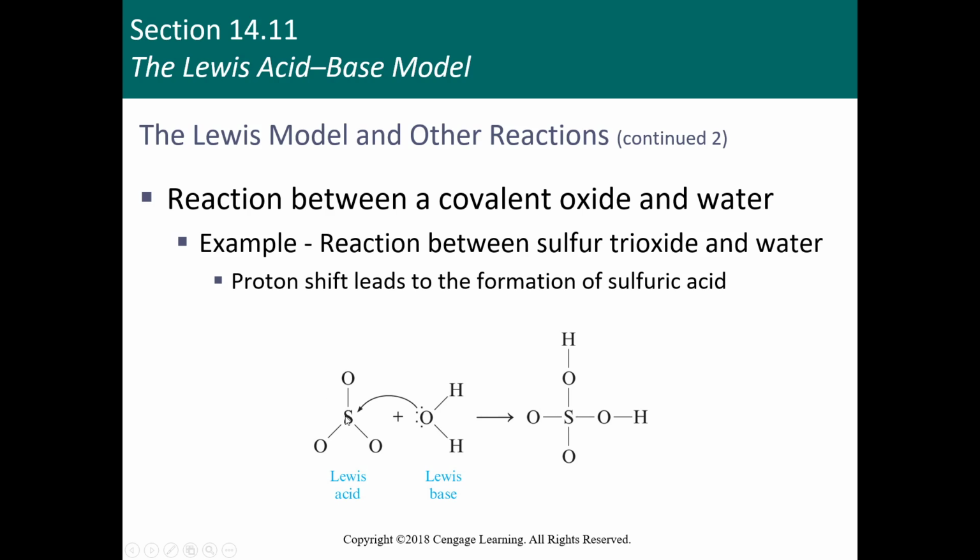All right, so here we see an example of a covalent oxide and water. So here's the covalent oxide. We add that into water, and we get right here H2SO4, which is sulfuric acid, a strong acid. And this happens through a Lewis acid-base reaction, which is this one right here. This is a positively charged sulfur. This is a partially positively charged sulfur that is going to be able to take up a lone pair of electrons from the Lewis base.